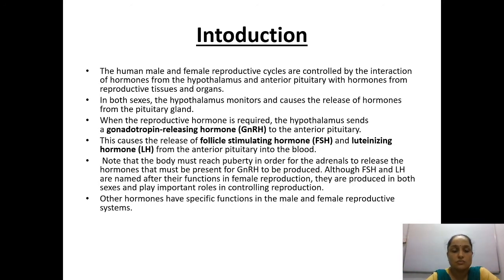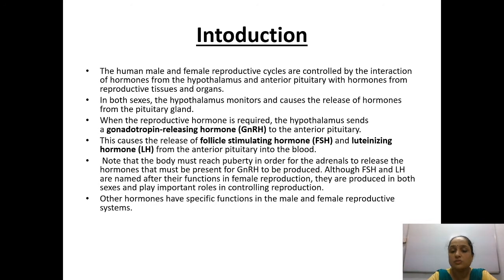And next thing you have to note is that the body must reach puberty. For this process, the body must reach puberty in order for the adrenal to release the hormones that must be present for GnRH to be produced. So when the body attains a certain age, that is puberty, then only this effect is going to be there, and it will be affected from the adrenal to release the hormone that must be present for GnRH to be produced.